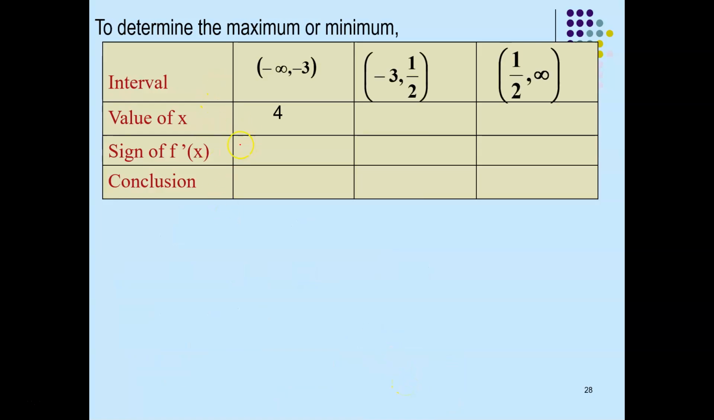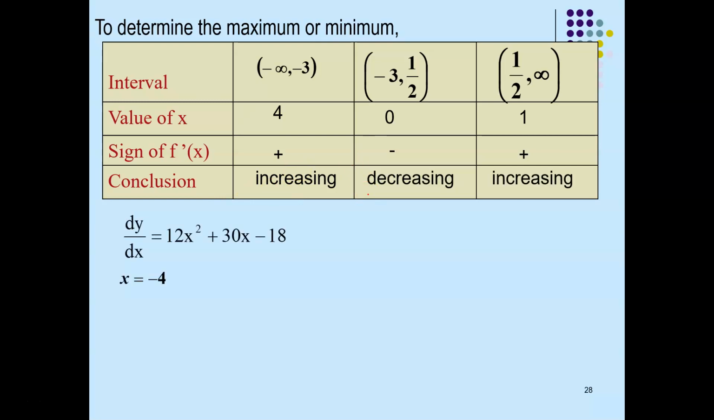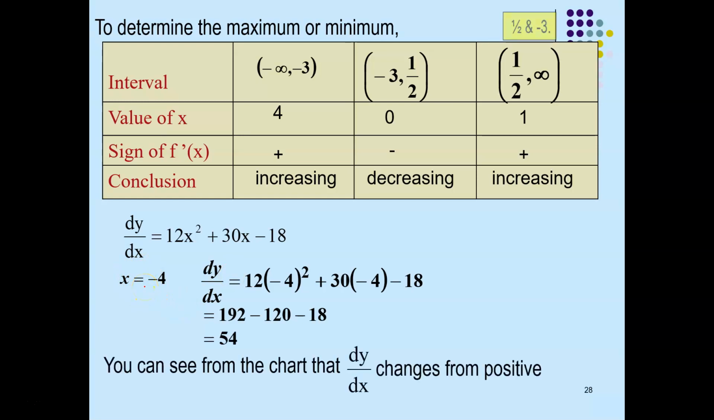Okay, then I pick any value of x that is within each interval. Pick any value as long as it is still within this range, this interval. Once I have the x value, I substitute it into f prime x, the first derivative from earlier. I get a positive sign, negative, and positive sign. So, conclusion: this is increasing, this is decreasing, this is again increasing. So you already found your dy over dx, which is this. When you substitute x equal to negative 4, you get this.